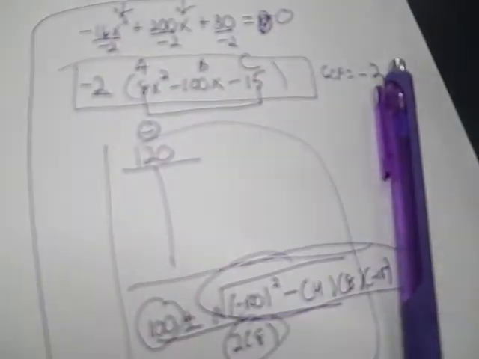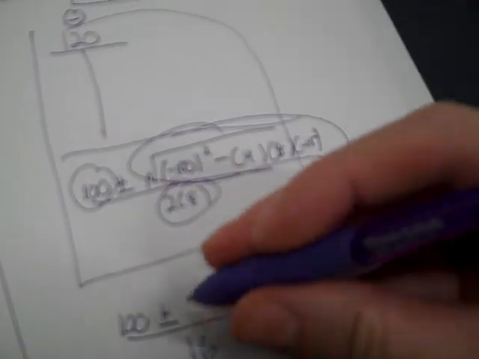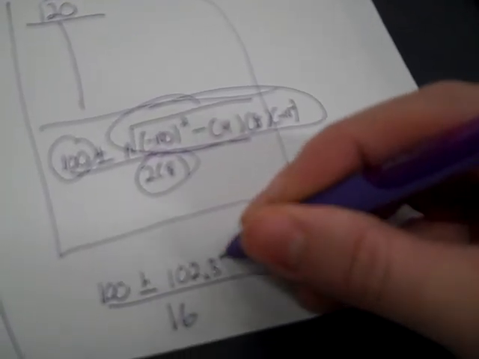Now plug that in. So second, square root, remember you want 2 parentheses at the beginning if you're going to use the calculator. Take 100 to the second, minus, parentheses 4, parentheses 8, parentheses negative 15. 102.37. Okay, so 100 plus 102.37 divided by 16, and that's going to be 12.65.